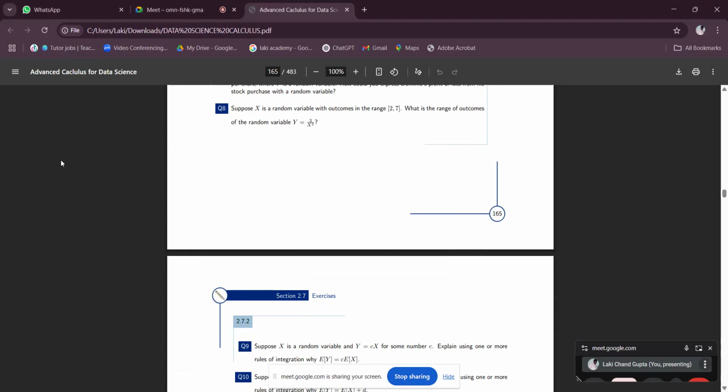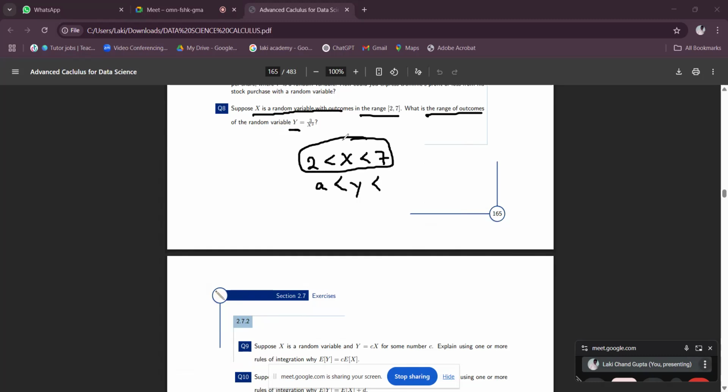Okay. You can see this example. Suppose x is a random variable with outcome in the range given. What is the range of outcome? 3x square. It's very easy. Y is equal to what? You are going to find the range of y, right? Okay, this is the range of x. So what is the range of y?